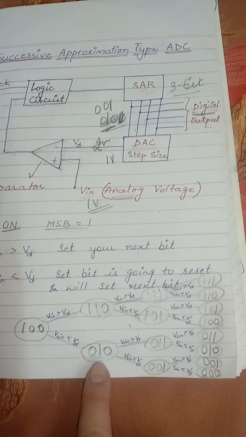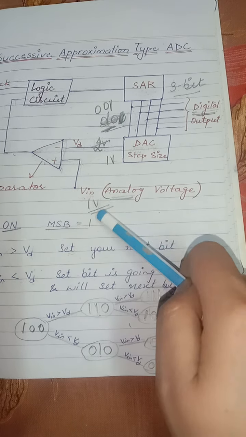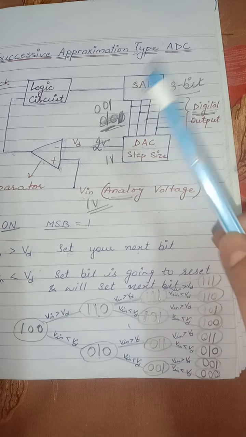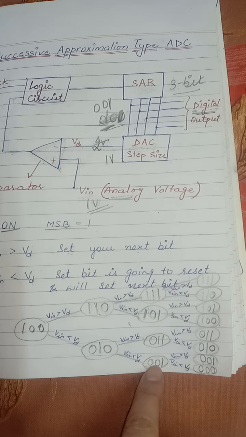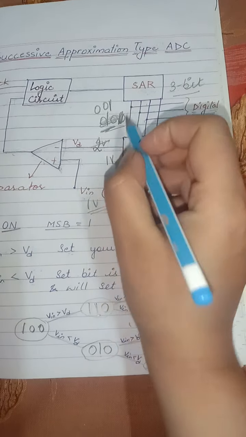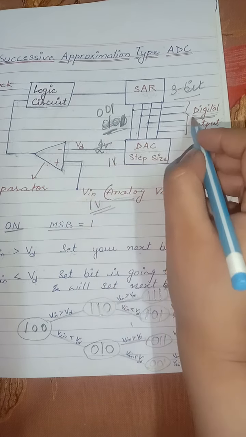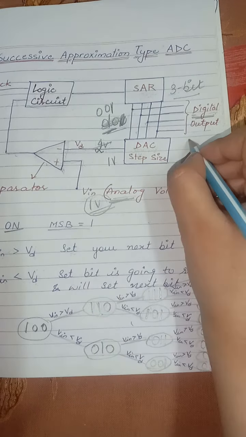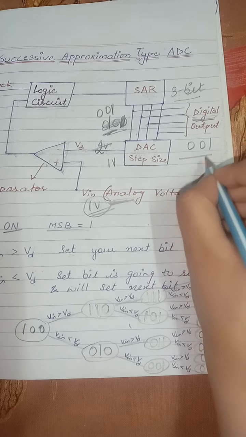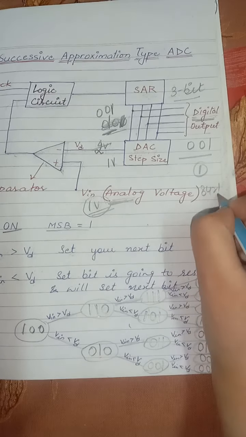Now you can see we are not having any condition like when Vin is equal to Vd, so the circuit will stick over here at 0 0 1, it will stick over here. Then we have the output, that is 0 0 1. That means this 1 volt analog form is converted into 0 0 1, and that is equal to 1 basically, according to the 8421 code.